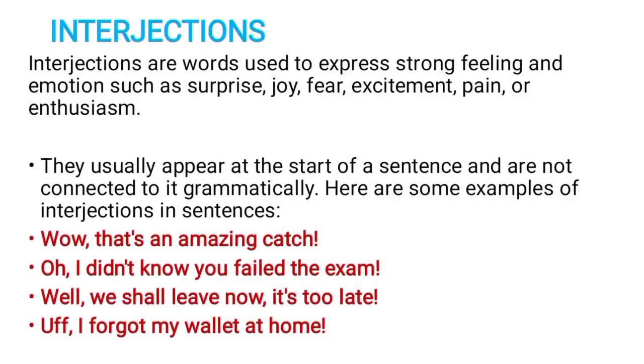Moving to the next, interjections. Interjections are words used to express strong feeling and emotion such as surprise, joy, fear, excitement, pain, or enthusiasm. They usually appear at the start of a sentence and are not connected to it grammatically. Here are some examples of interjections in sentences.